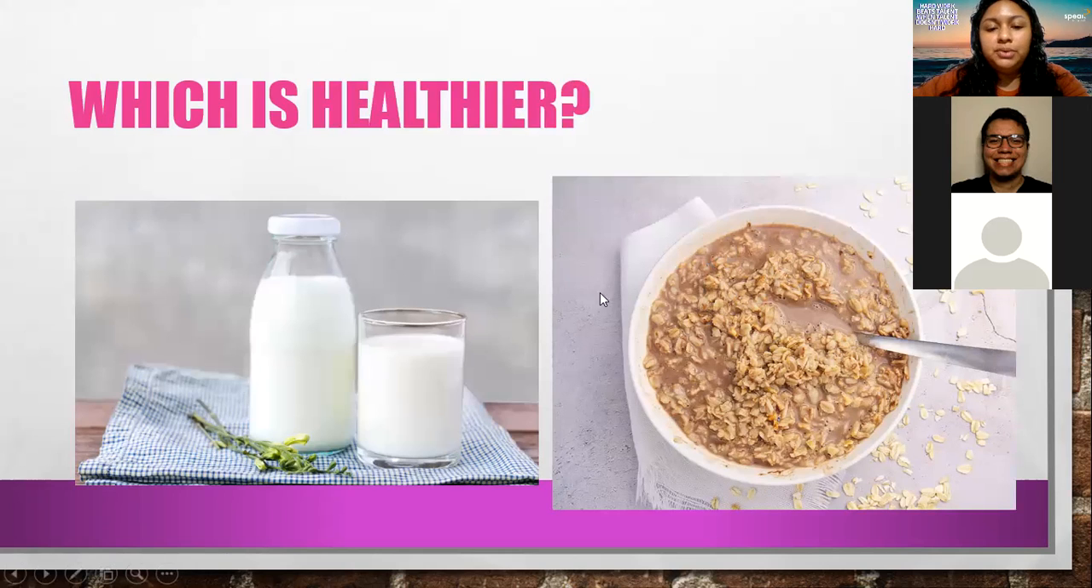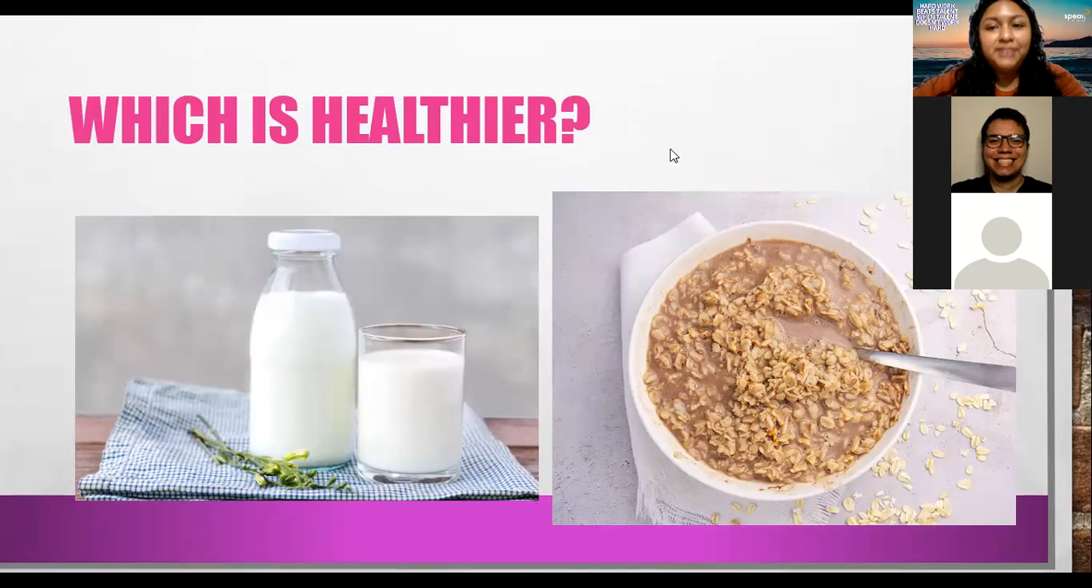Okay. Which is healthier? What two products do we have over here? Avena and milk. Very good. So the first one, we're going to call it oatmeal. I just sent you a message and we're going to call it oatmeal. So what have you heard or what do you know? Is either of these two healthier than the other or are they the same? What do you think or what do you know?